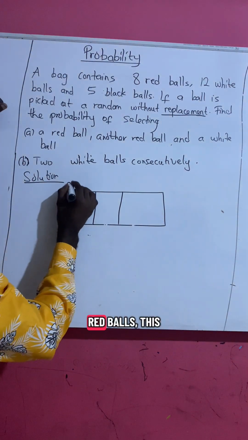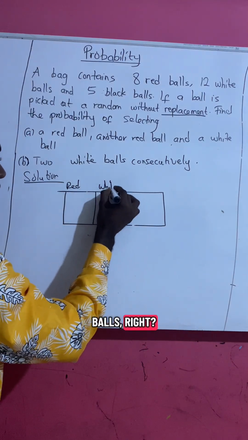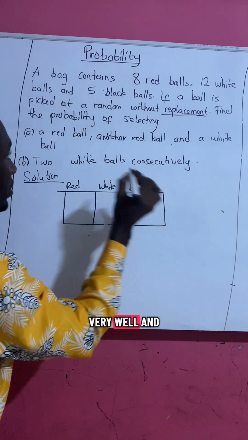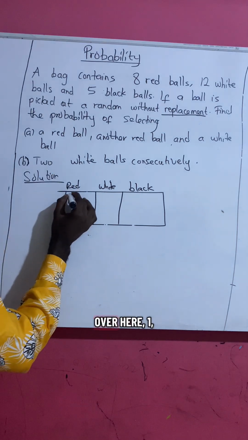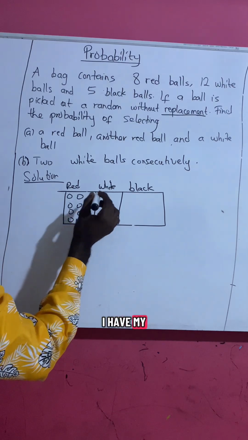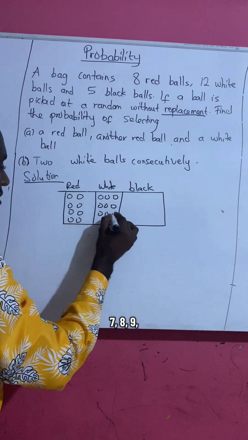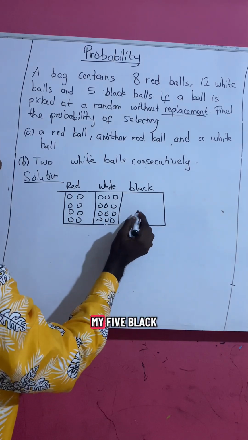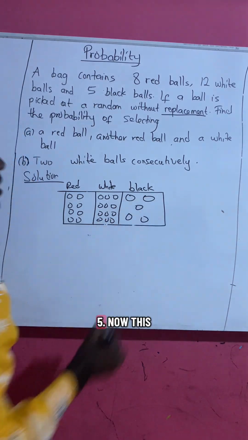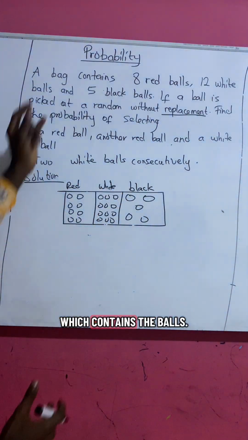So here are the red balls, this place is the white balls, and this place is the black balls. Pay attention very well. I have my 8 red balls over here: 1, 2, 3, 4, 5, 6, 7, 8. I have my 12 white balls: 1, 2, 3, 4, 5, 6, 7, 8, 9, 10, 11, 12. I have my 5 black balls here: 1, 2, 3, 4, 5. Now, this is the box, and the bag which contains the balls.